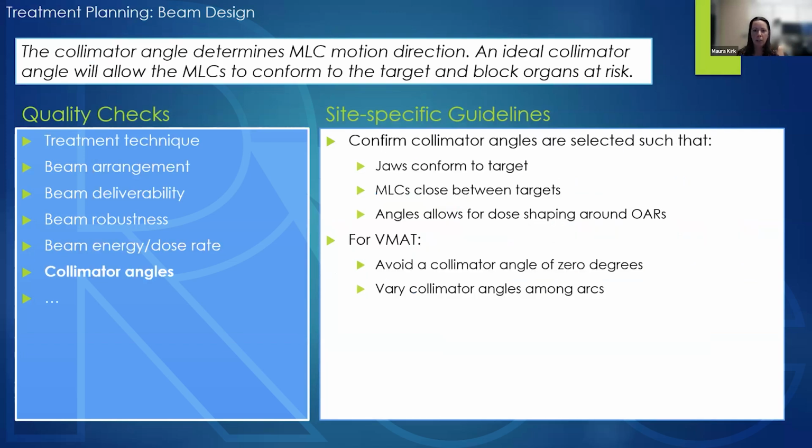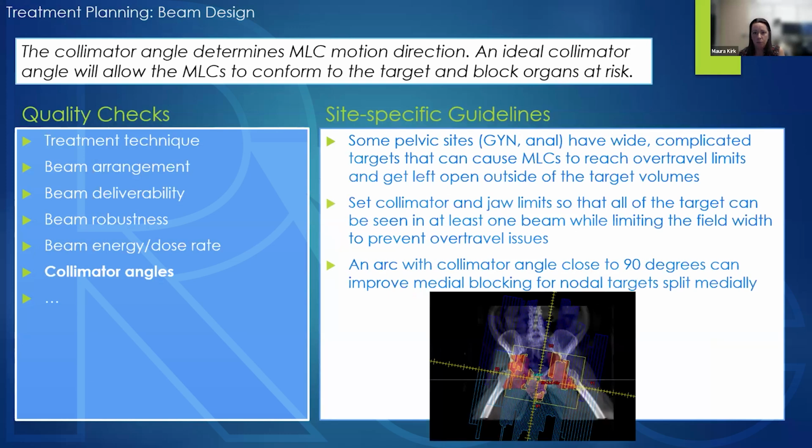For collimator angles, you want to confirm that your jaws conform to the target, that the MLC can close between targets, and that the angles you're selecting allow for the best dose shaping possible around the OARs. For VMAT in general, we avoid a collimator of 0 degrees, and we vary the collimator among arcs.